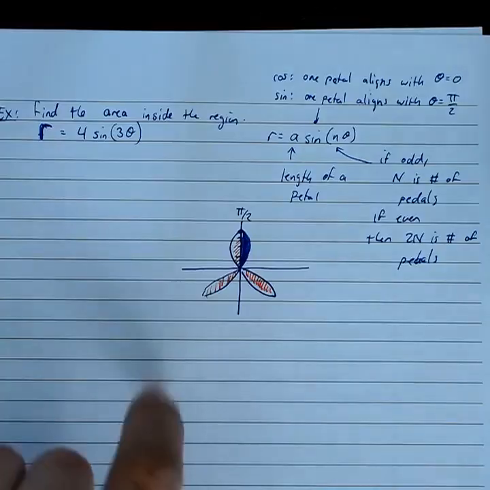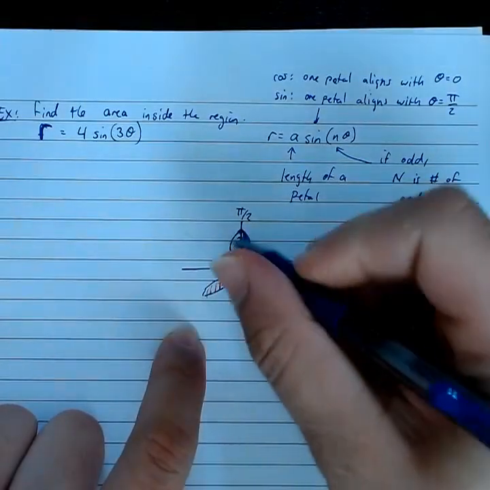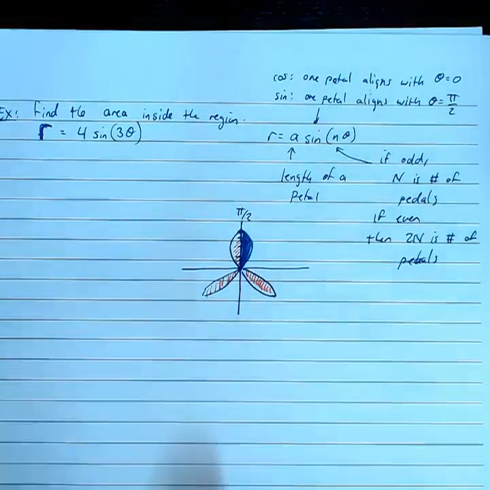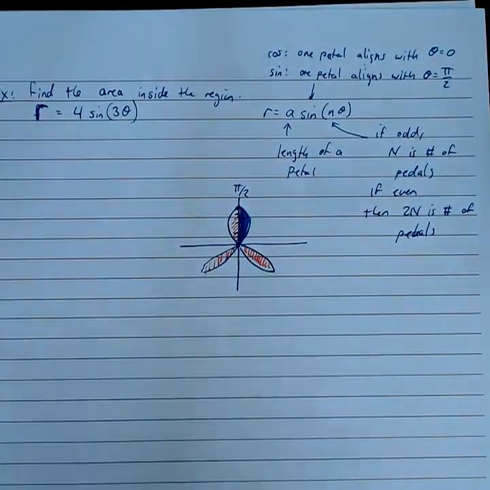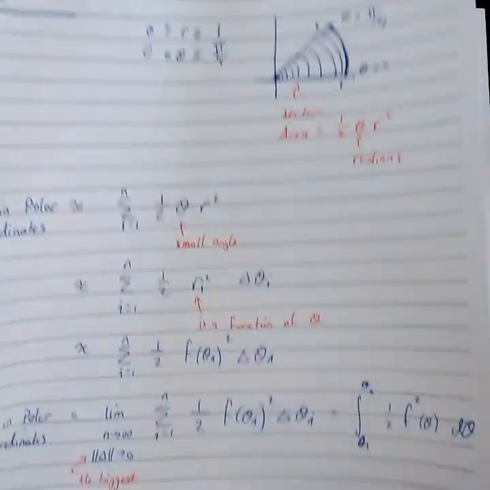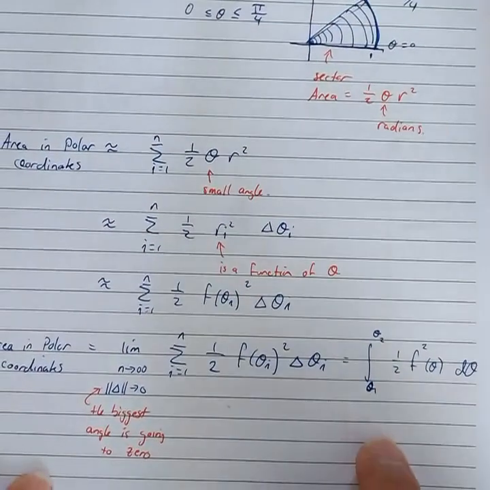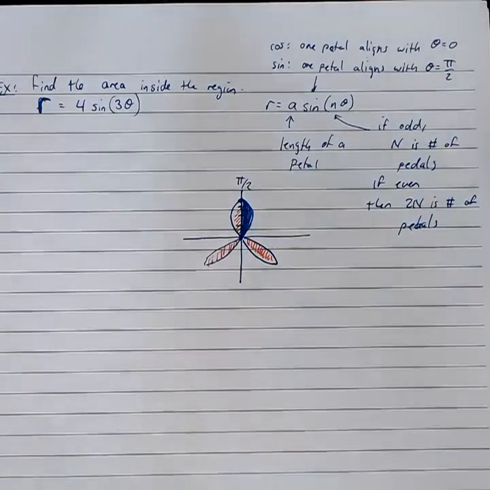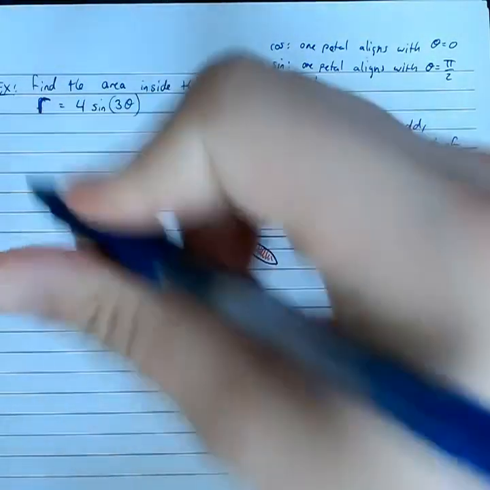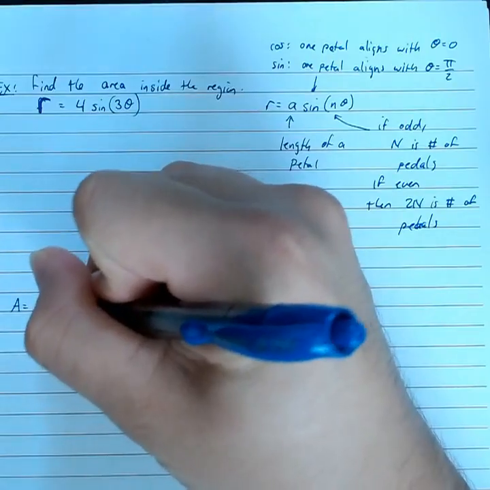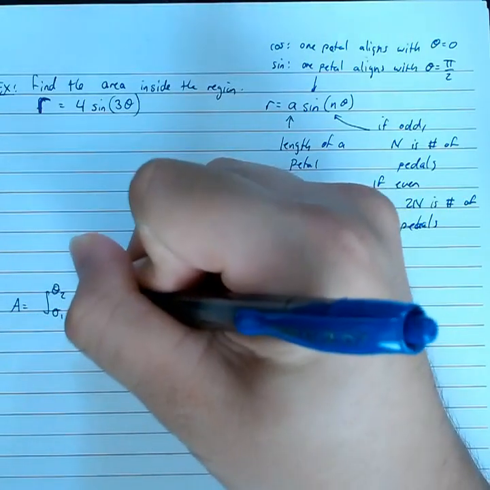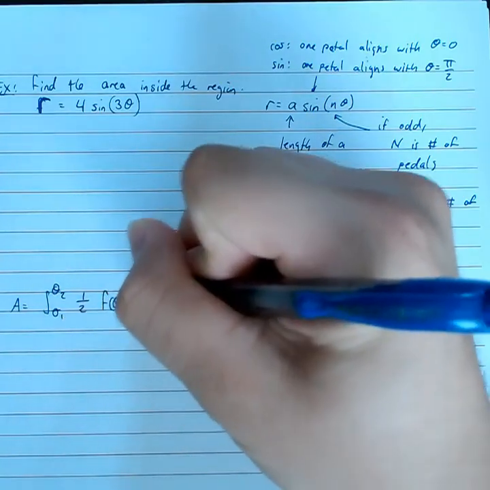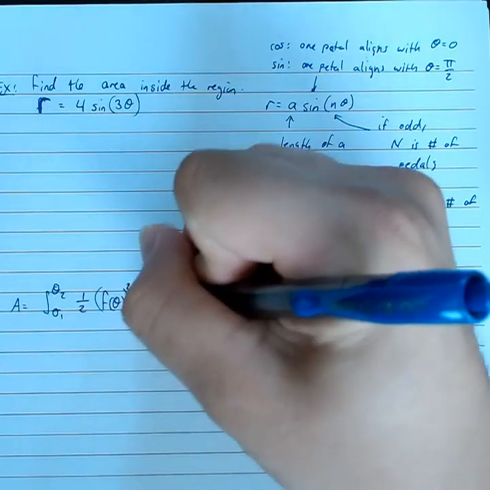All right, so here the question is simply, how do I find the area of just this part? Well, let's take a look. We have a result from before that says that the area in polar coordinates is given by this. So we'll be using that. The area is going to equal the integral from theta 1 up to theta 2 of 1/2 f of theta quantity squared d theta.